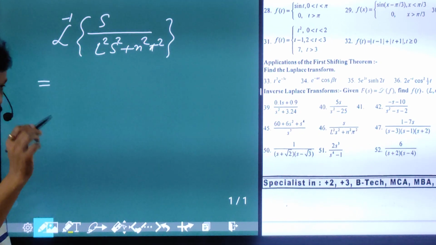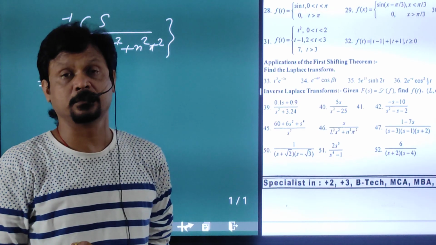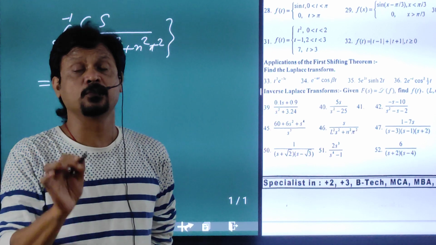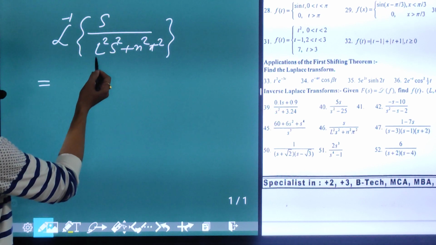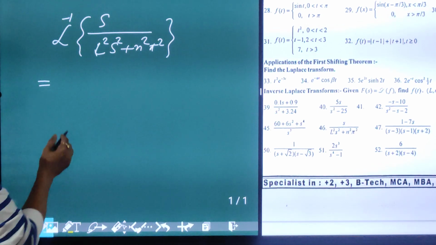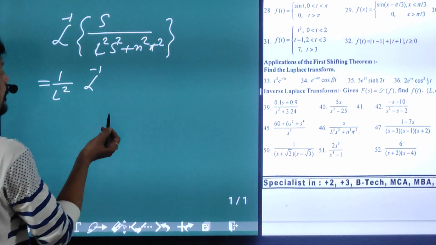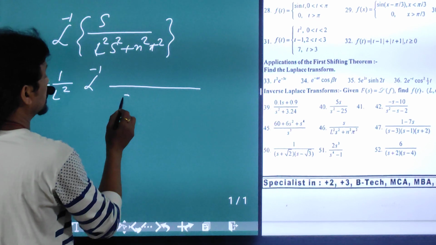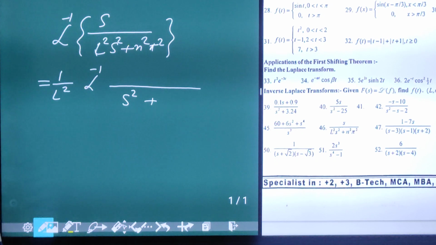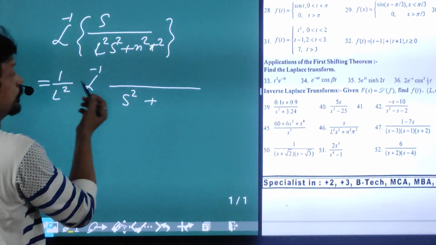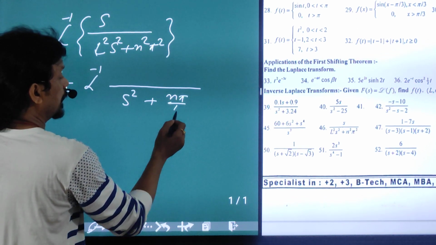So see here, in all the formulas, the coefficient of s square was 1. But here the coefficient of s square is L square. So you have to take common L square. So 1 by L square, take common. It will become Laplace inverse. Write the denominator first. It is s square, and the second one will be n square pi square by L square. I am taking common L square from the denominator, so it will become n square pi square by L square, that means n pi by L whole square.